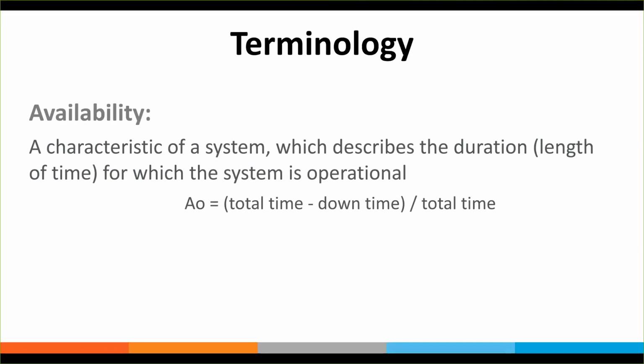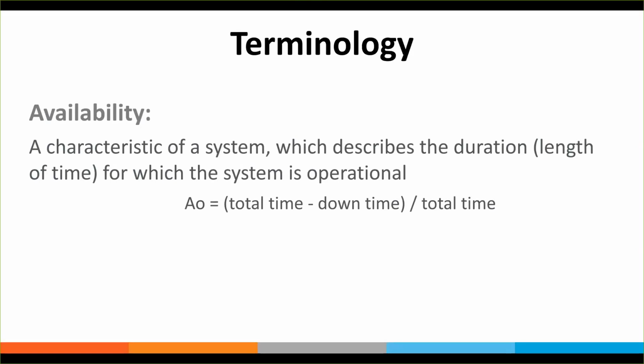If you are up 24 hours in a day, you've got 24 hours in a day. We'll just talk about a single day. And you're down for 2 minutes. So your total available time then is 24 hours minus 2 minutes.